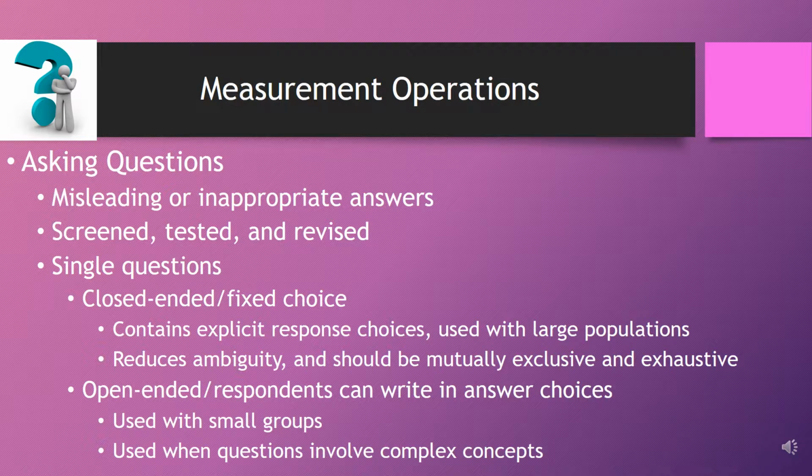Asking questions, a versatile operation for measuring educational variables, can sometimes yield misleading or inappropriate answers. Questions must be screened, tested, and revised. Single questions are very popular. For example, you have closed-ended or fixed choice questions. These contain explicit response choices, are used when surveying large numbers of people, reduce ambiguity, and make the question easier for respondents to answer. Response choices should be mutually exclusive and exhaustive so that respondents can find only one choice that applies to him or her.